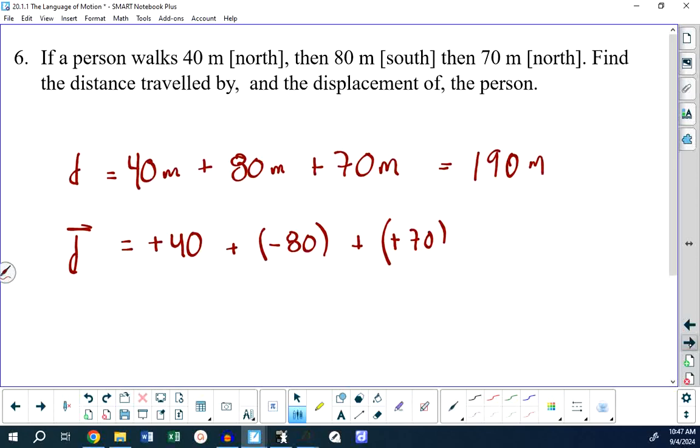So we're translating a direction into a number, a positive or negative number. Does that make sense, you guys? Are you with me? Okay, so I don't know what that works out to. I think 30 just by glancing at it. So we get the displacement is positive 30 meters.